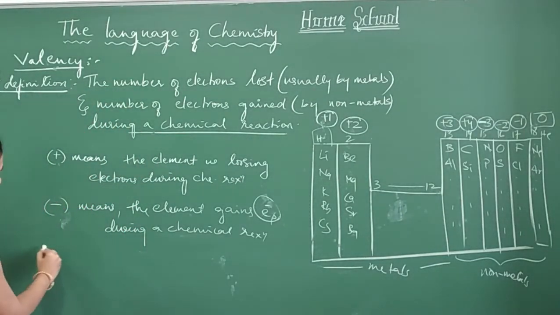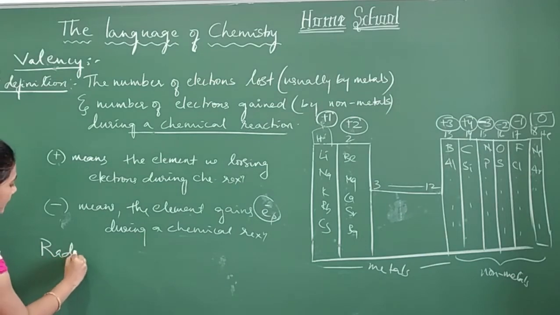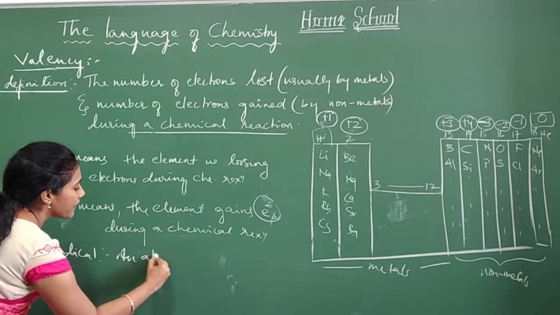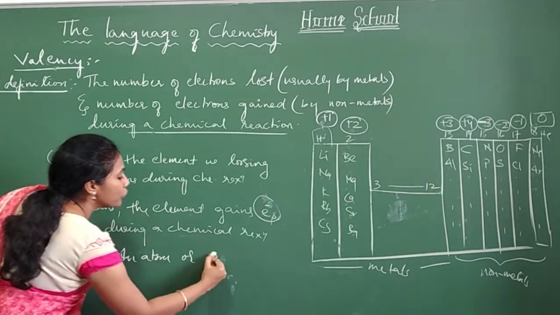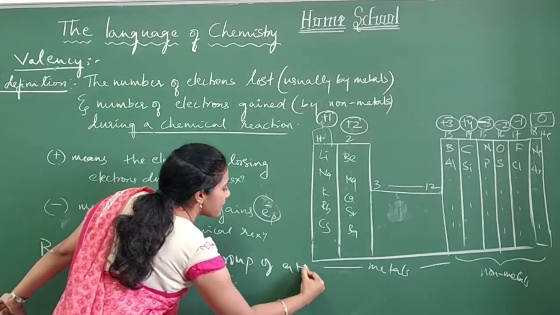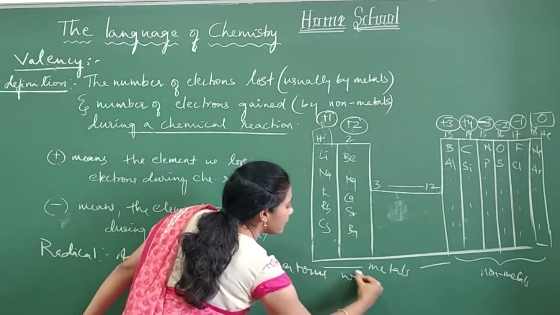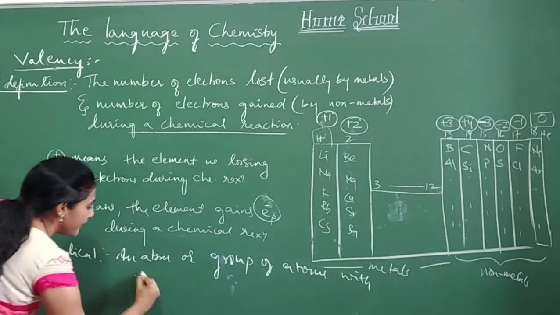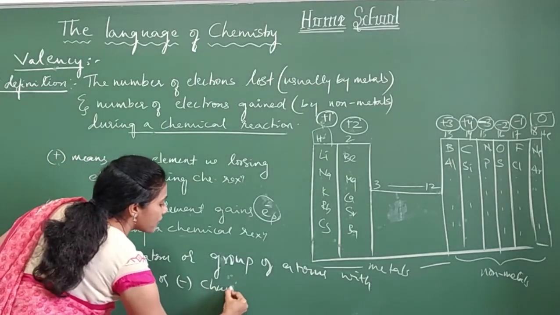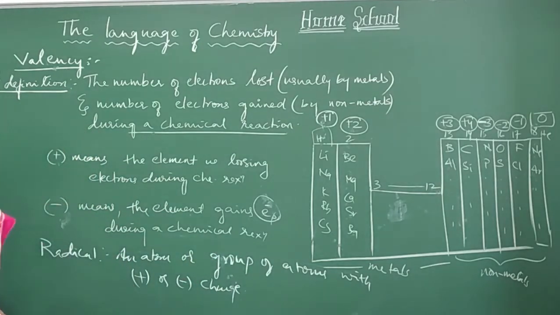So what do you mean by a radical? Radical is nothing but an atom or group of atoms with positive or negative charge. Positive or negative charge is called radical.